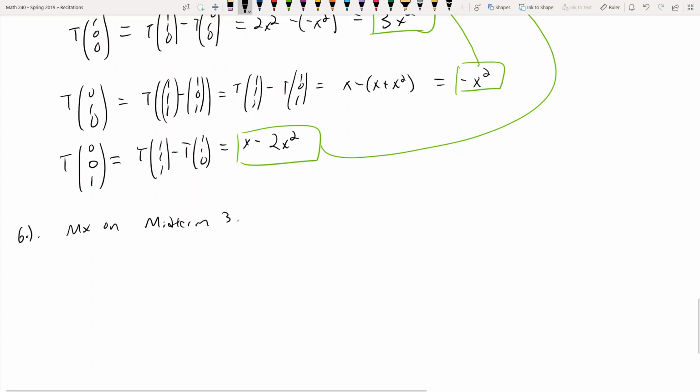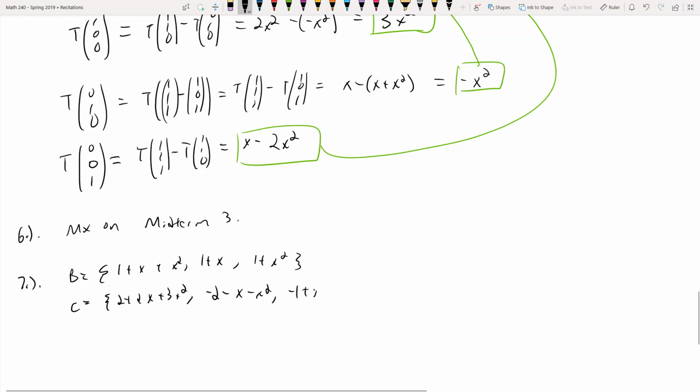Number 7. Okay, so you have two bases in P2(R). B is 1 plus x squared, 1 plus x squared. C is 2 plus 2x plus 3x squared, negative 2 minus x minus x squared, negative 1 plus x plus 2x squared.